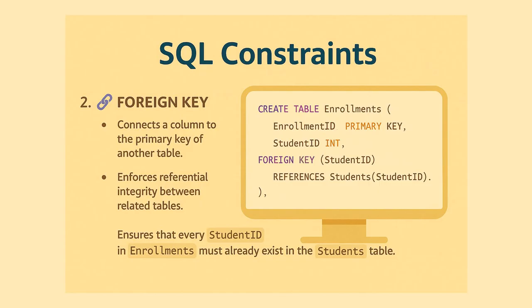For example, here we have this enrollment table. We have enrollment ID, which is primary key, and student ID, which is integer. And here we are connecting the enrollments table with the student table using the foreign key. So if we write here one ID of student and it's not existing in the student table, we will have an error. Okay, so this is the second constraint.